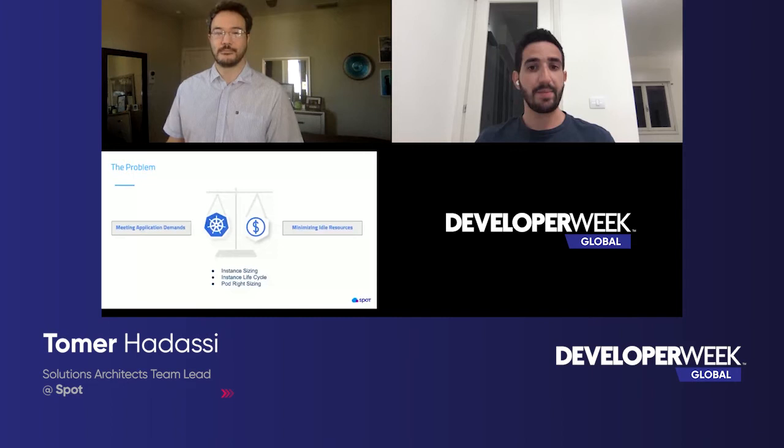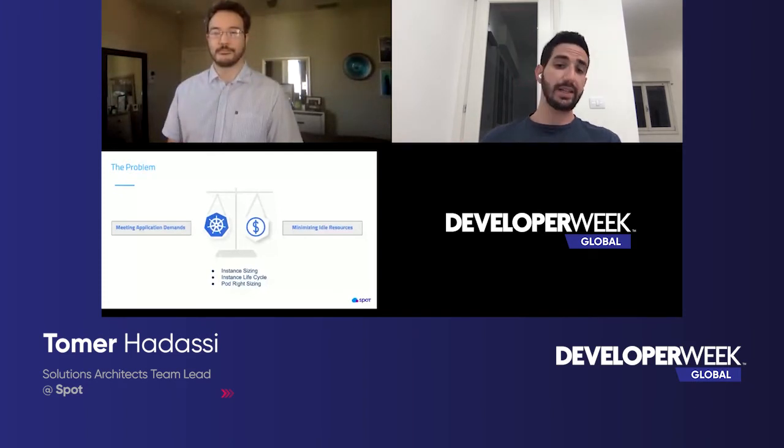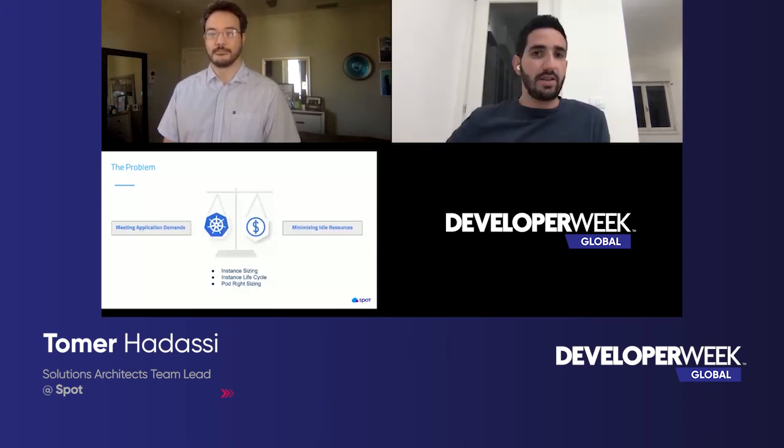So we want to solve this problem, meeting the demands in real time and minimizing idle resources at the same time. And we want to do that across 3 different layers. So we want to get instance size, get the right size of machine and the right family at the right time based on our application requirements. We want to do it by the instance lifecycle. We want to use all the reservations, all the commit usages that we have when we have them available, because they're cheaper than using something you haven't already paid for.